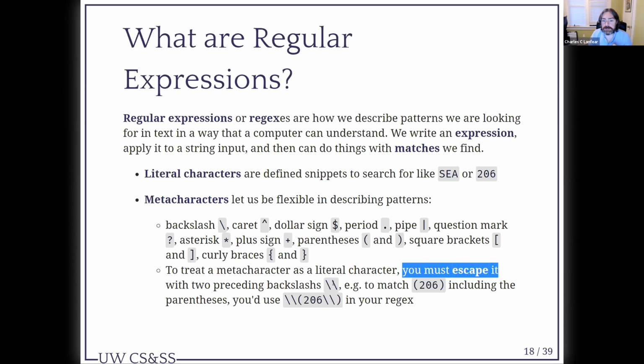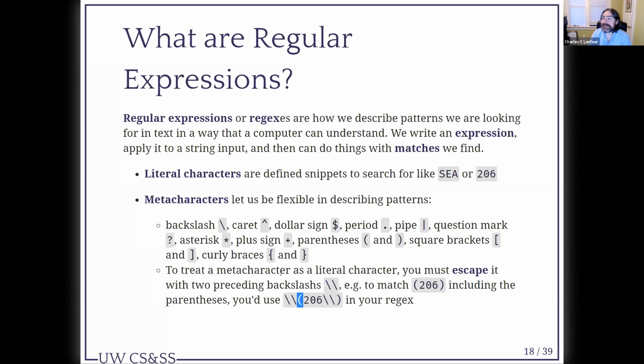Escaping a character just means putting 2 backslashes in front of it. In some other languages, it's a single backslash, but in R, you got to use 2. So if you want to find the actual characters, parenthesis 206 parenthesis, including the parentheses, the thing you're going to search for is backslash backslash parenthesis 206 backslash backslash parenthesis, because these backslashes say the thing that follows them, I want to search for that. I don't want to use the parentheses as a special meta character.